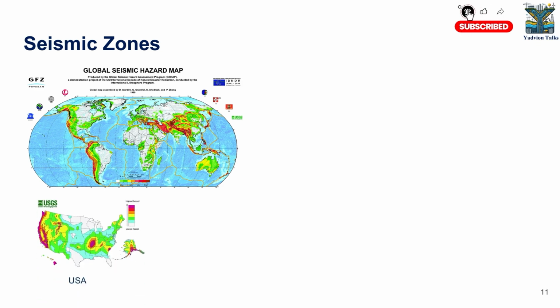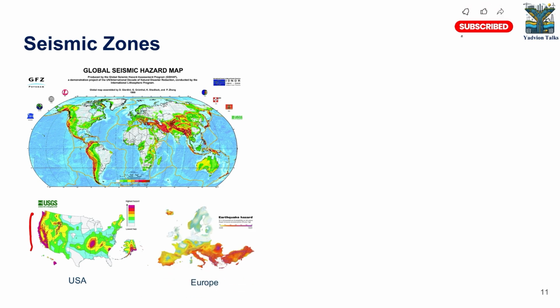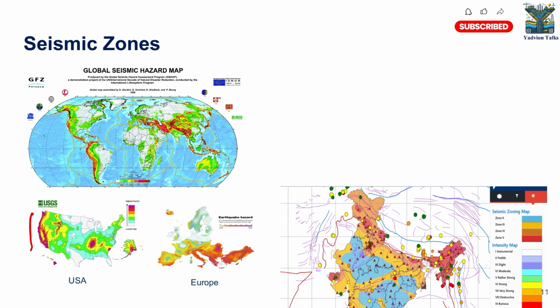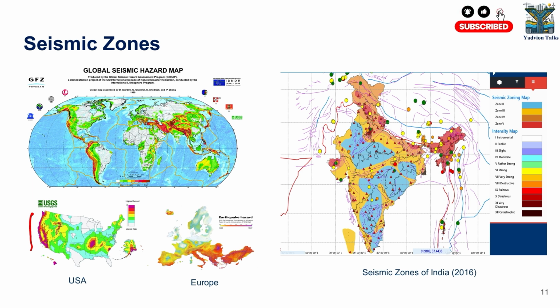What is a seismic zone? This is the global map of seismic hazard, where the red color shows that very intense earthquakes will come with higher peak ground acceleration. This is a map of the USA, where you can see on the east coast there is a very high chance of earthquakes with higher magnitudes and PGA. This is the Europe seismic zone map, and this is the seismic zone map of India based on 2016, where we divided India into four categories: zone 2, zone 3, zone 4, zone 5. The whole Himalayan region is in zone 5.